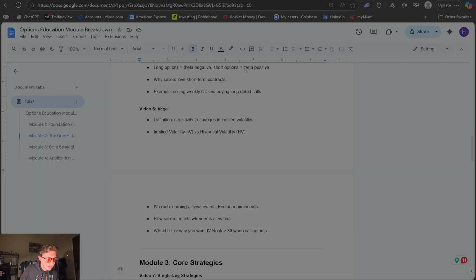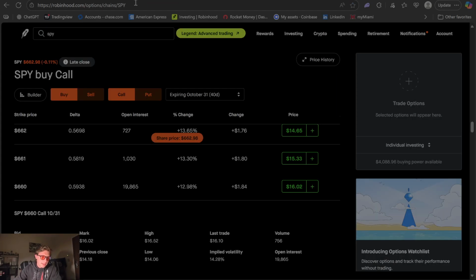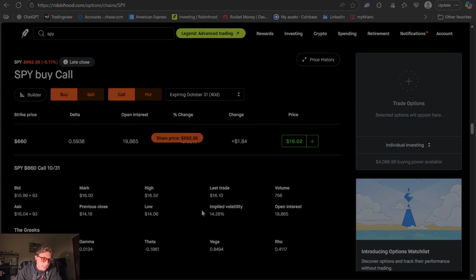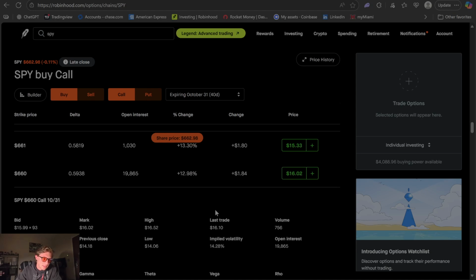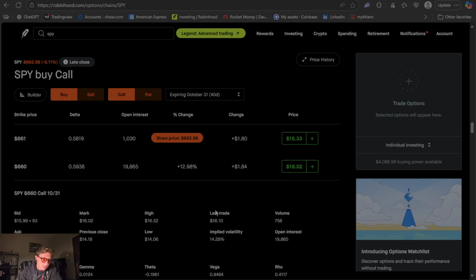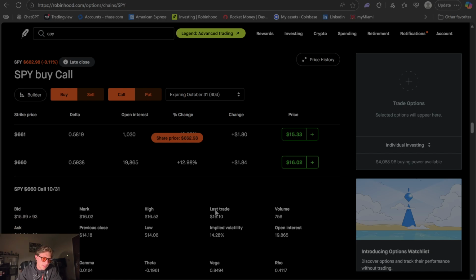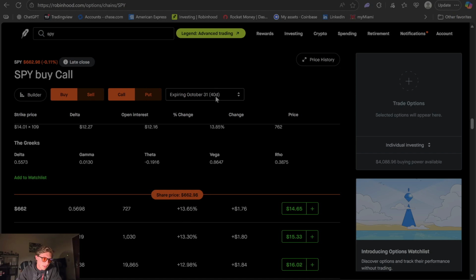But let's talk about implied volatility and what it is, because I just talked about implied volatility, but I didn't really explain it, right? Implied volatility is the expected move that people are paying for in the option premium by the time of expiration. So implied volatility is saying, okay, I think there's going to be a 14% move in 40 days. That's what people are willing to pay.